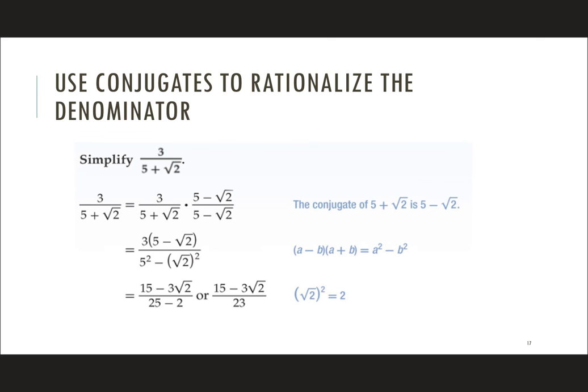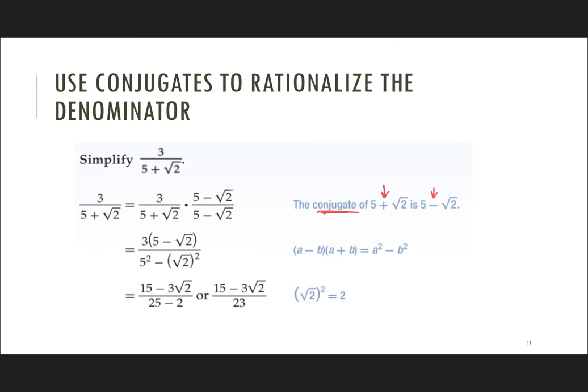Our problem is that we have 2 terms in the denominator, so it's not just a simple fact of multiplying. I have to multiply by something called the conjugate. Now, the conjugate is when you have the same numbers but opposite signs.